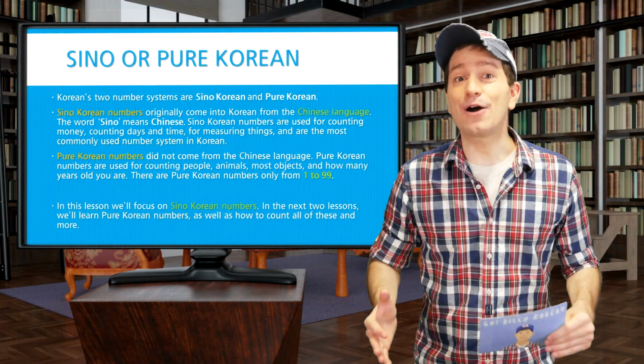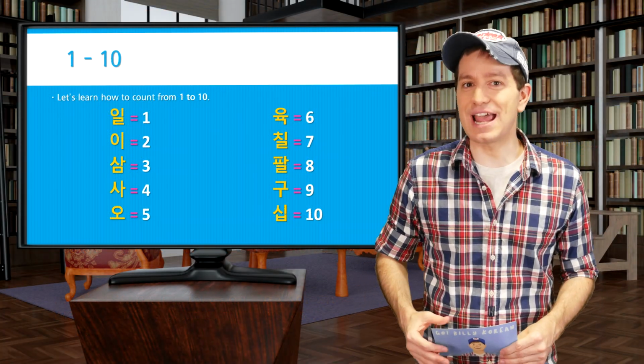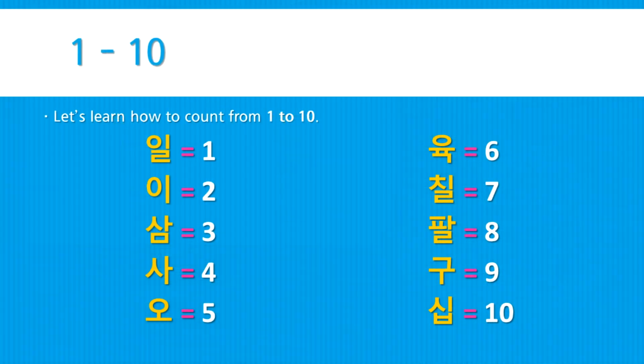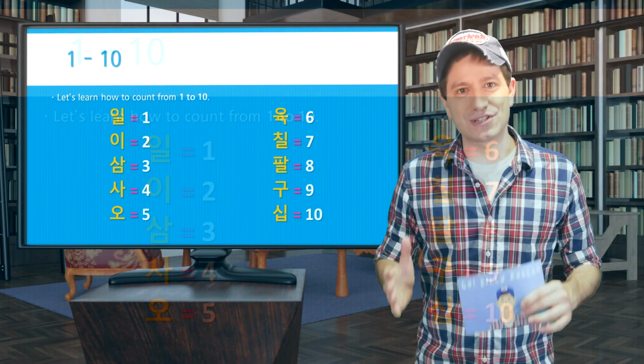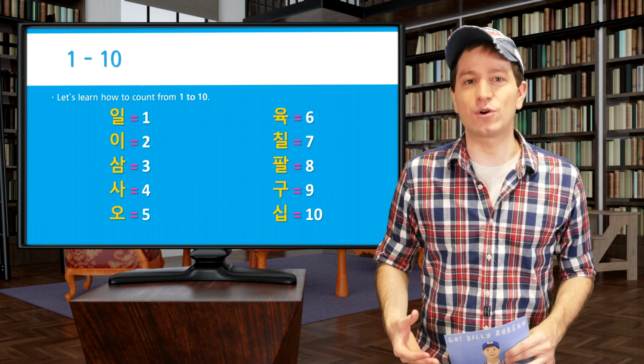Alright, so now let's learn how to actually count from 1 to 10 using Sino-Korean numbers. I recommend that you follow along. 일, 이, 삼, 사, 오, 육, 칠, 팔, 구, 십. Feel free to also pause the video here and practice them once more on your own. And I recommend writing those numbers down and practicing them until you feel a bit more comfortable with them.